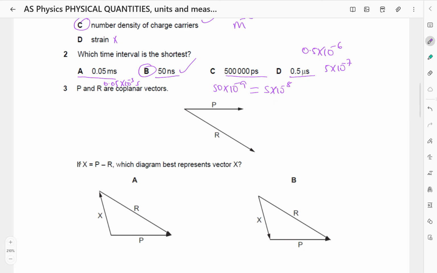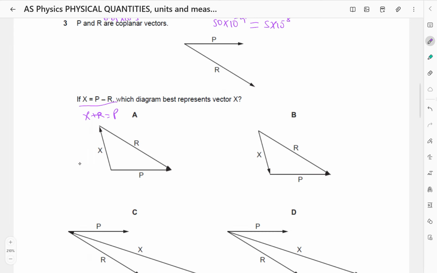P and R are coplanar vectors. If X equals P minus R, which diagram best represents vector X? So X can also be written as X plus R equals P. We can also check that one.